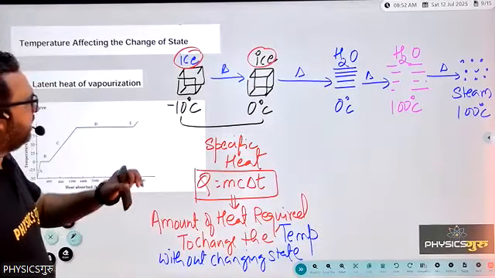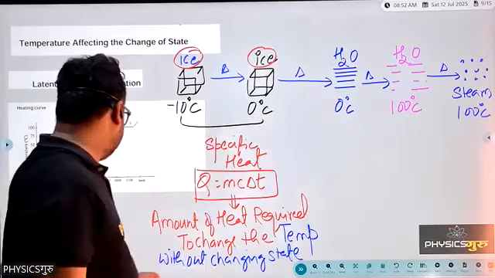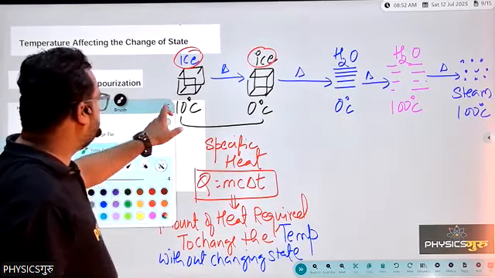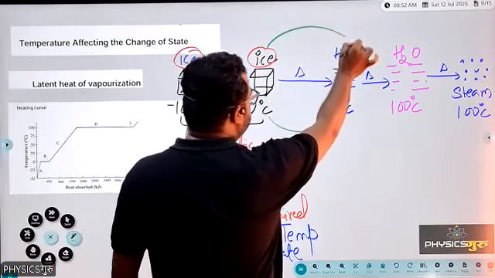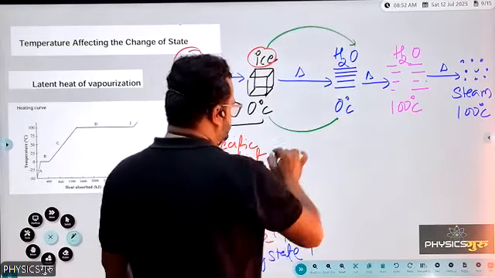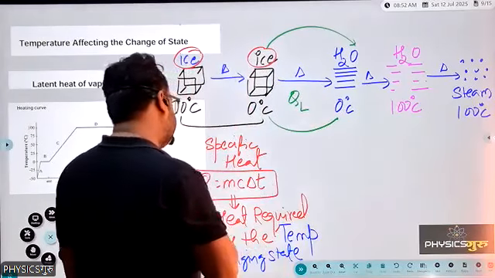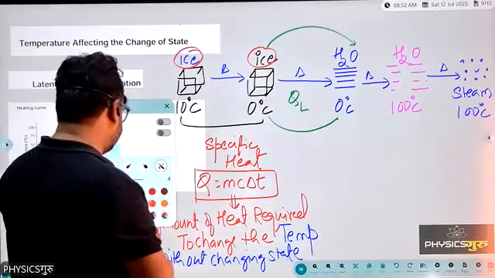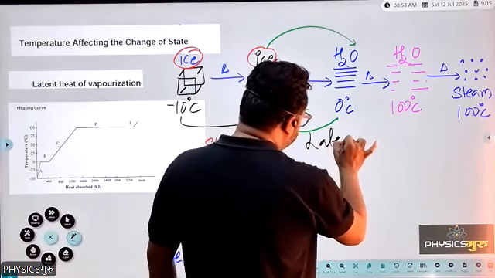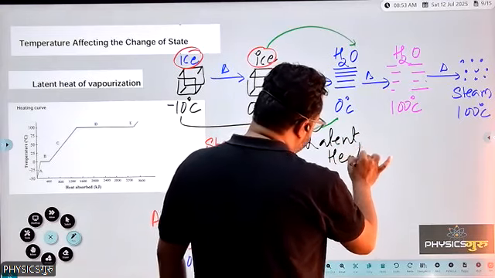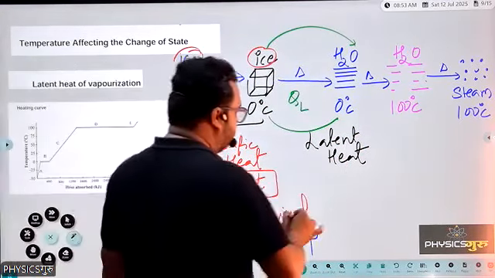Now next one. Now 0 degree centigrade ice to 0 degree centigrade water. It is important to note that temperature is constant throughout. Only phase is changing. So we use latent heat. So what is latent heat? Latent heat is heat required to change the state without changing the temperature.